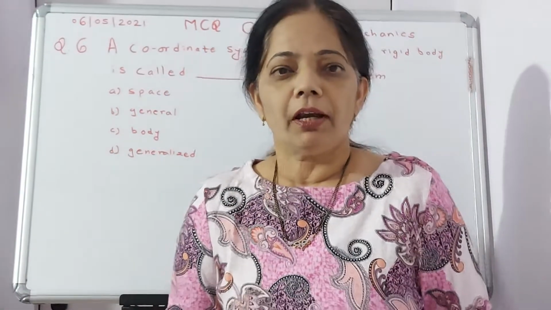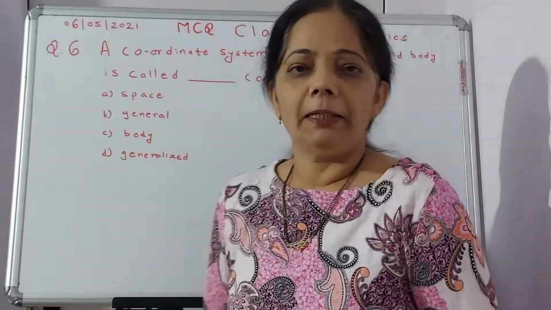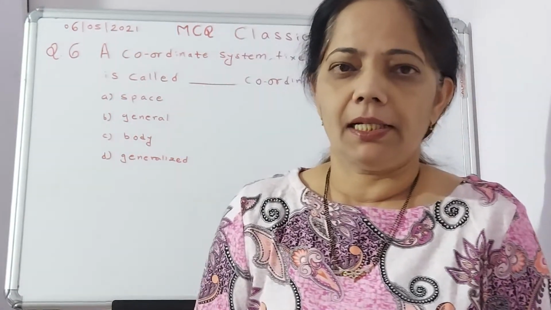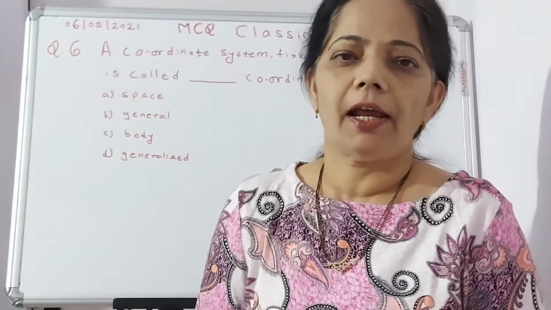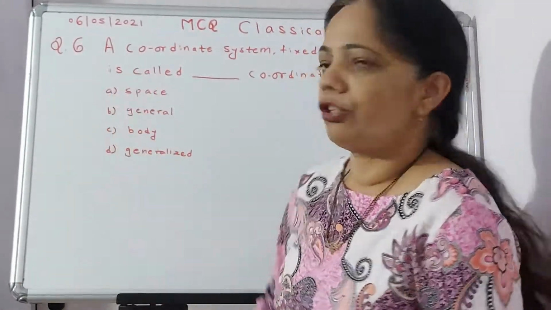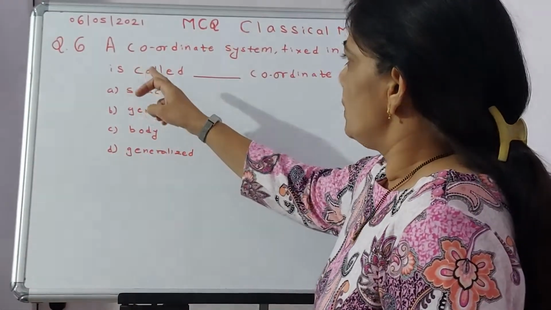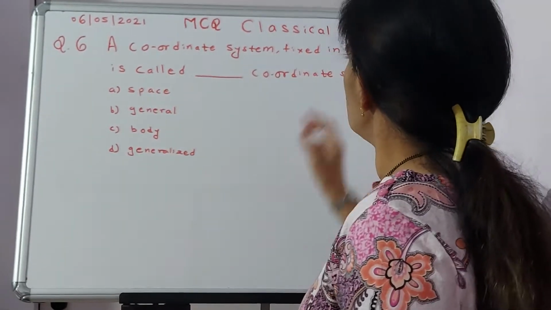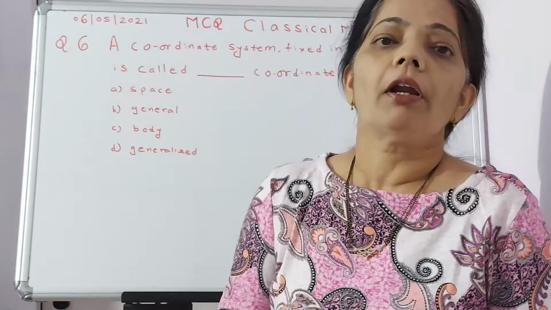Hello students, we'll continue with our multiple choice questions for classical mechanics. In yesterday's video lecture I finished question number 1 to question number 5. This is my question number 6: a coordinate system fixed in the rigid body is called as?